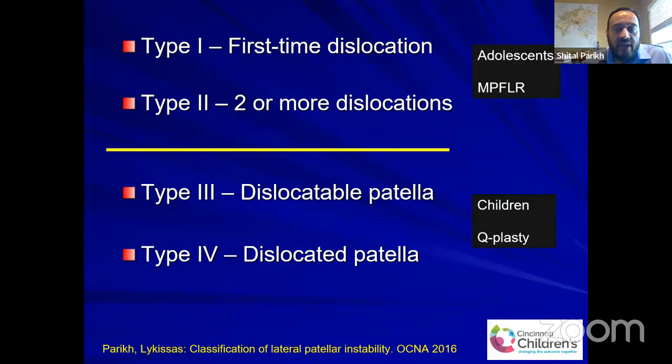If we divide how we are going to be treating this, the typical episodic dislocation, which is first-time or recurrent dislocation, happens during the adolescent age group, and the cornerstone of treatment is MPFL reconstruction. The more complex patterns of habitual or fixed dislocation typically happen in the first decade, and the cornerstone of treatment is quadricepsplasty.